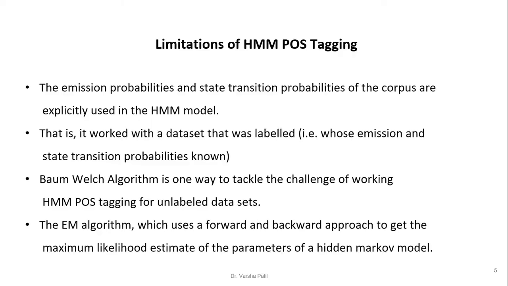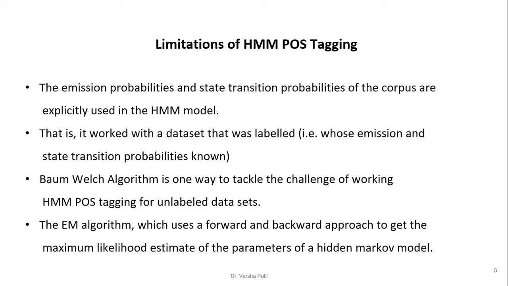Now first we will see what the limitations of HMM POS tagging are and how they are overcome in the maximum entropy model. Again there are limitations of the maximum entropy model and they are overcome by the conditional random field. The emission probabilities and state transition probabilities of the corpus are explicitly used in the HMM model. We already saw that when we solve the problem of Viterbi decoding of HMM, at that time the first step is to assign the part of speech tags from the corpus, and after that create the emission probability matrix and state transition matrix. That is, it works with a dataset that was labeled.